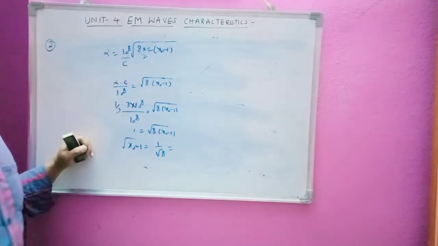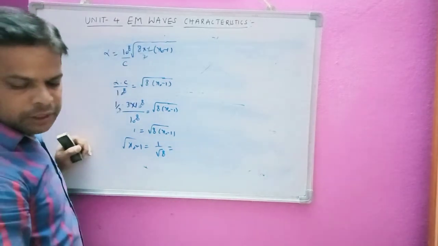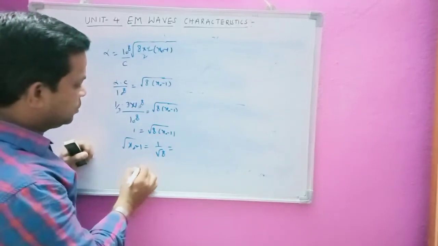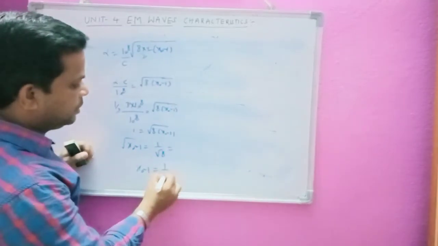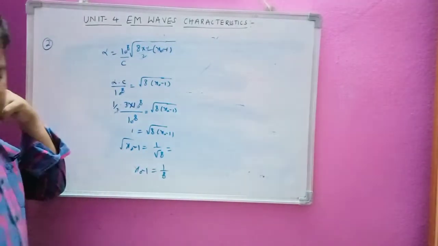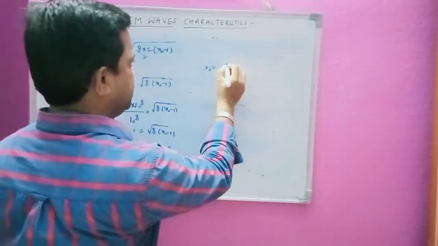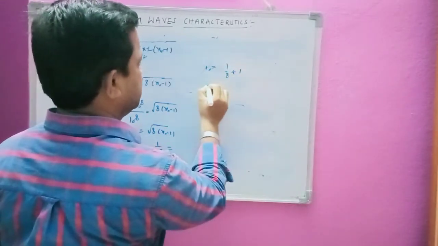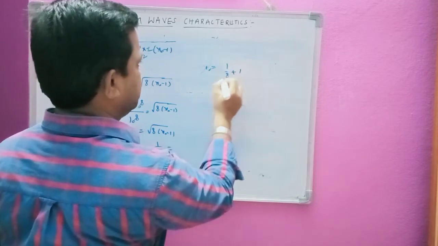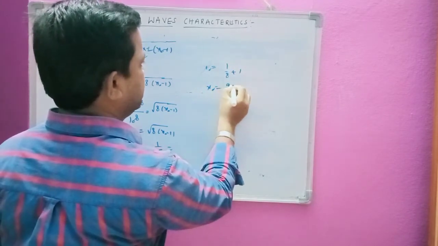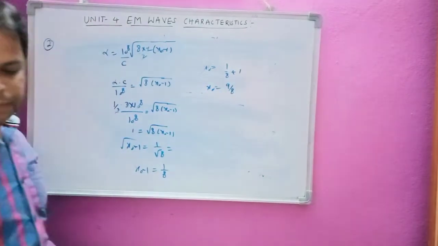If I square this on both sides, what I get is x naught minus 1 is equal to 1 by 8. So x naught is equal to 1 by 8 plus 1, that is 1 plus 8 by 8, so x naught is equal to 9 by 8.